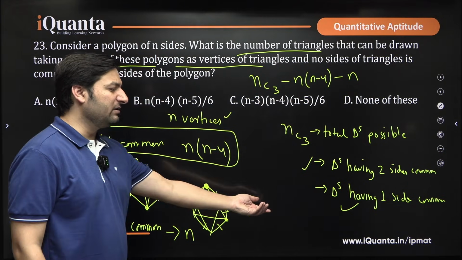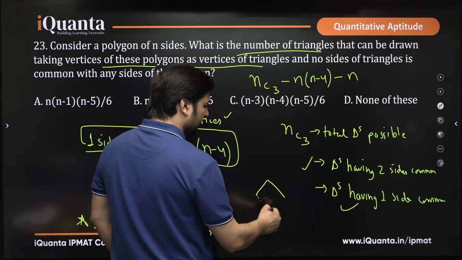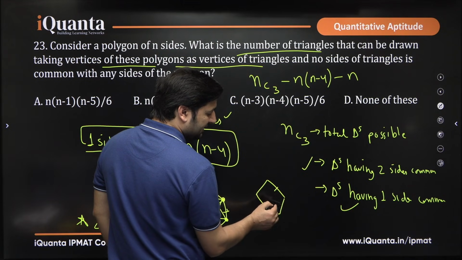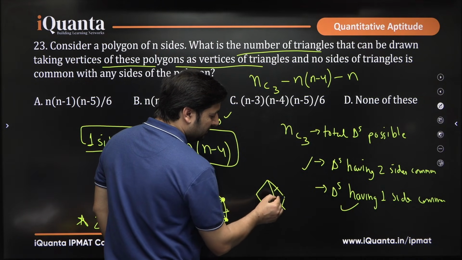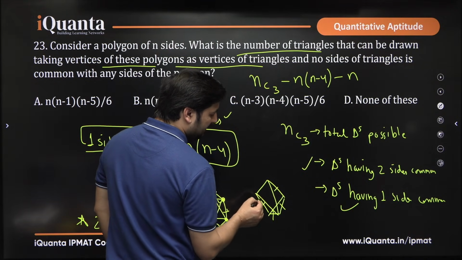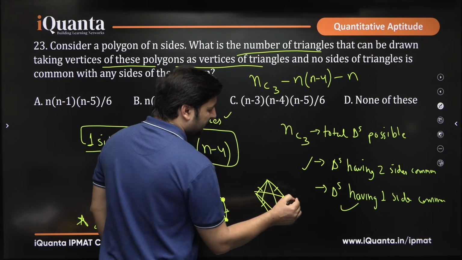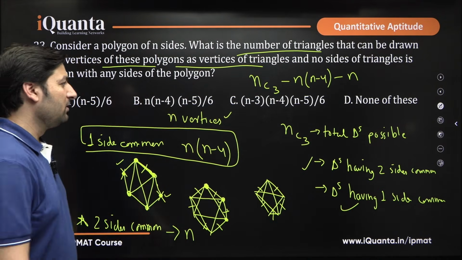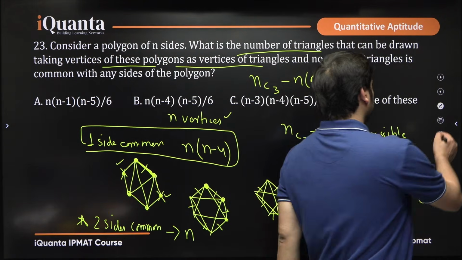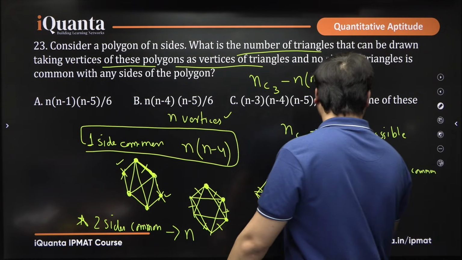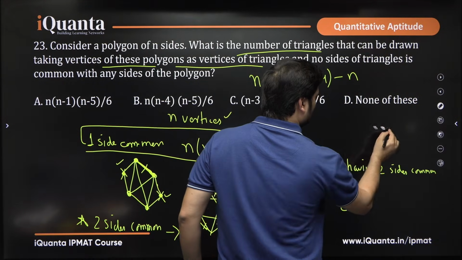You can try it with a 5-sided polygon as well. Okay, say this is a pentagon, one side common, two side common, one triangle, two triangle, three triangle, four triangle, and then five triangle, two sides common. Now you just have to calculate the value of this. Okay, let us calculate the value of this expression. So how much will that be?